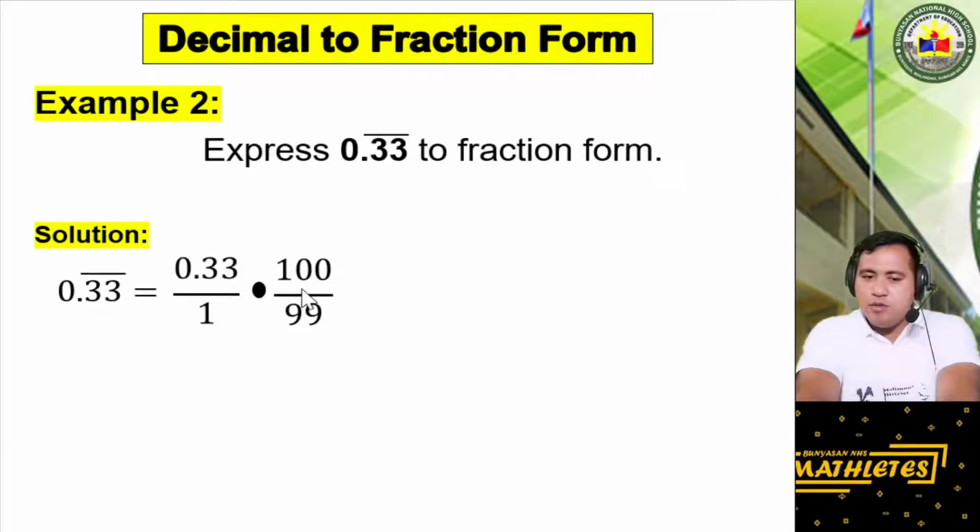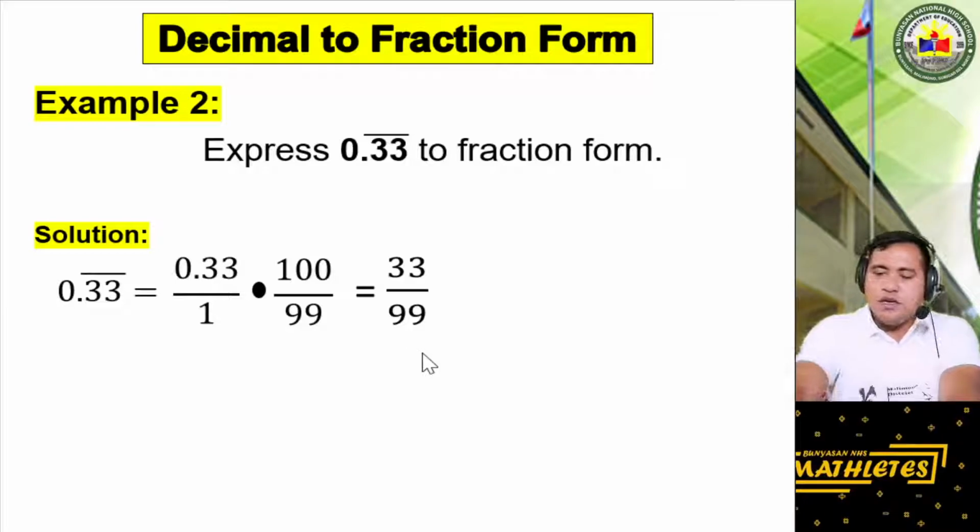It should supposedly be 100 over 100, right? But the denominator is reduced by 1, because our given is repeating. So the denominator is reduced by 1. That makes 33 over 99. Okay? You can express that into the lowest term.